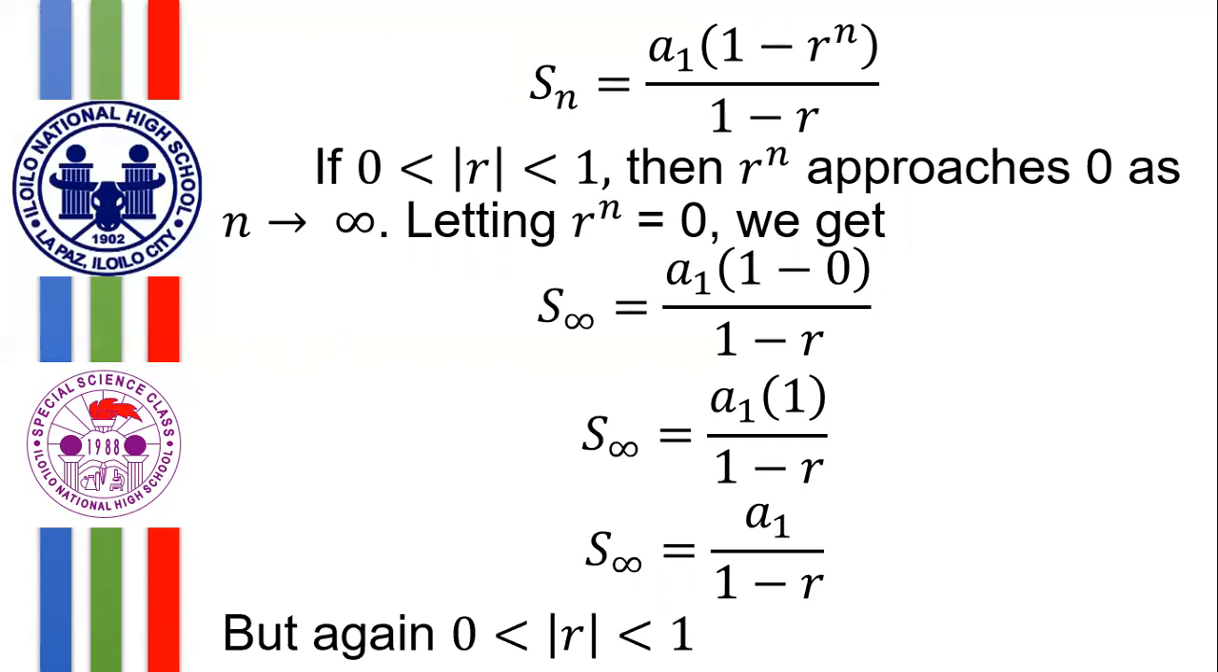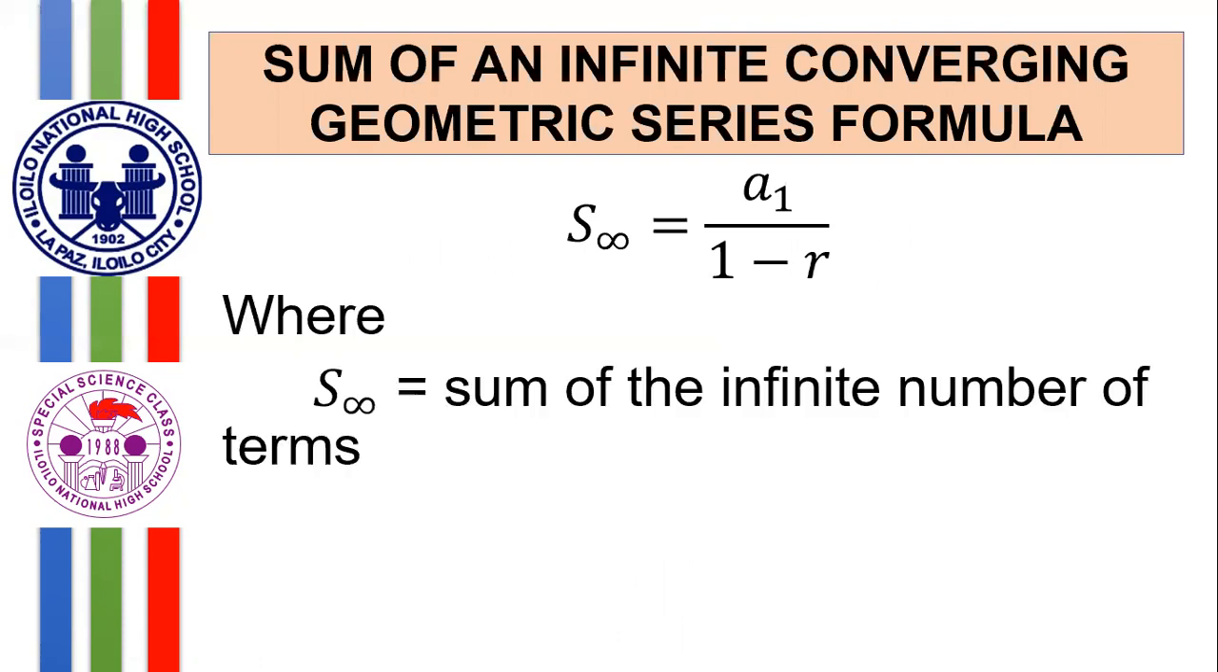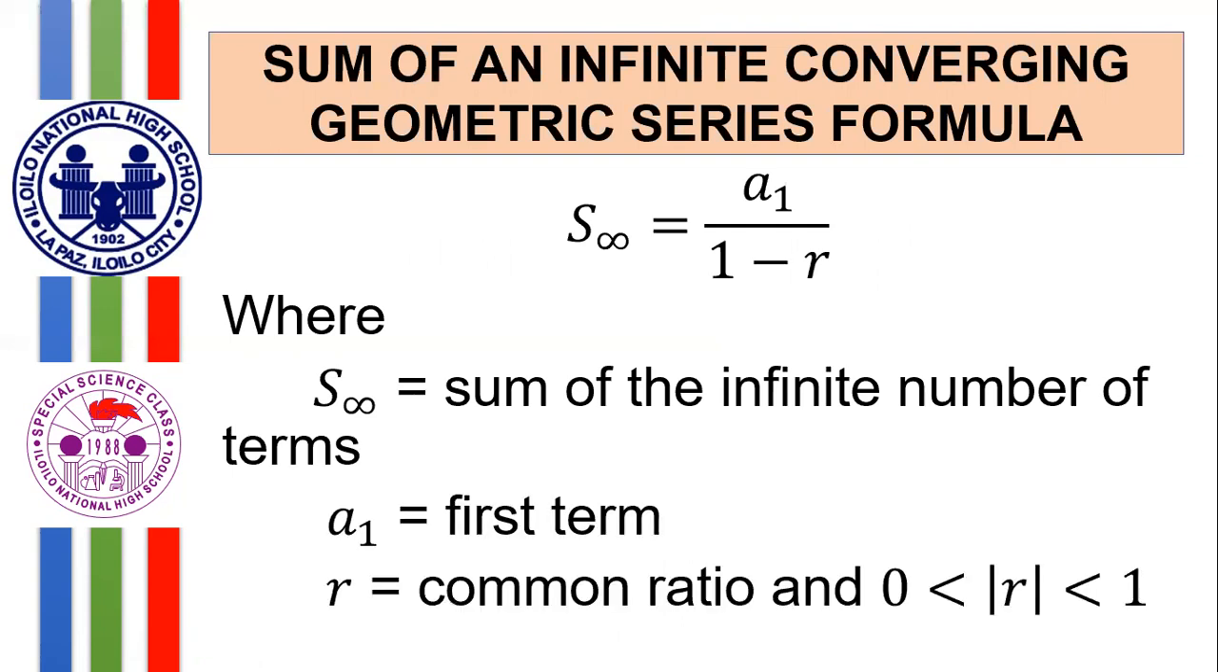Because if it is diverging, or if it has a common ratio larger than 1, then this formula will not work. Hence, ladies and gentlemen, the sum of an infinite converging geometric series formula is S sub infinity equals a sub 1 all over 1 minus r, where S sub infinity is the sum of the infinite number of terms of your geometric series, a sub 1 is the first term, and r is the common ratio between 0 and 1.